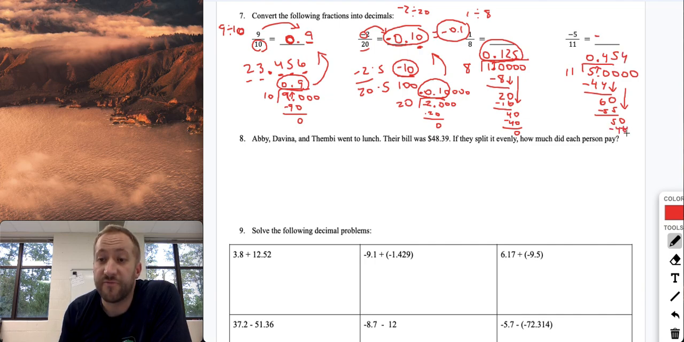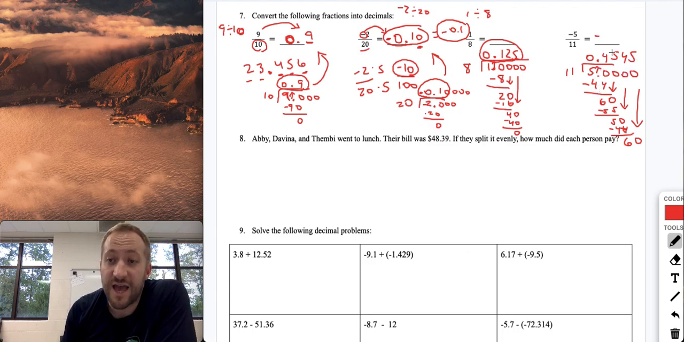11 times 4 is 44. My mistake. Subtracting and get 6. Bring down a 0. 11 into 60, that goes 5. Hey, I'm starting to see a pattern here. The 4, 5 is repeating. When this happens, I'm going to write this as my answer, negative 0.45.